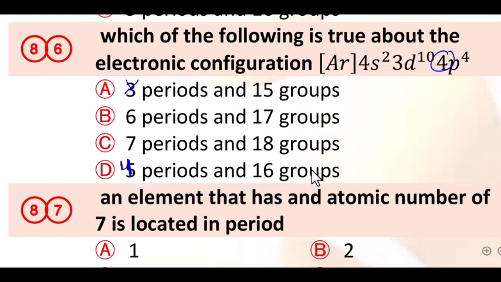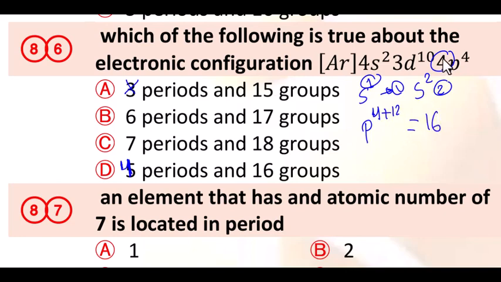How do we know the number of the group? If the element ends with s1, it will be group 1. If s2, group 2. So 4s can be group 1 or group 2. For 4p, we see the electron configuration in p and add 12. Here it ended with 4, we add 12 to 4, so it is in group 16. This is the number of the period, and p plus 12, 4 plus 12, is the number of the group.